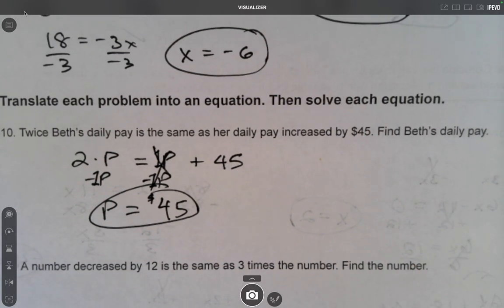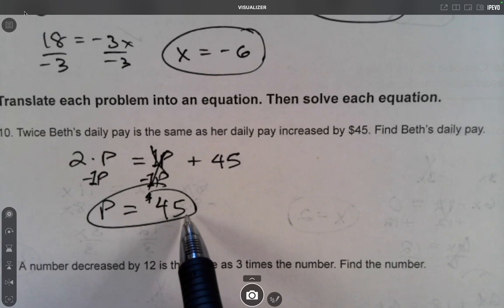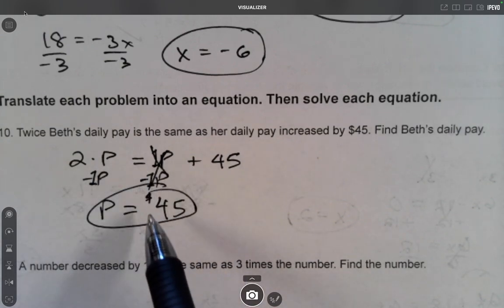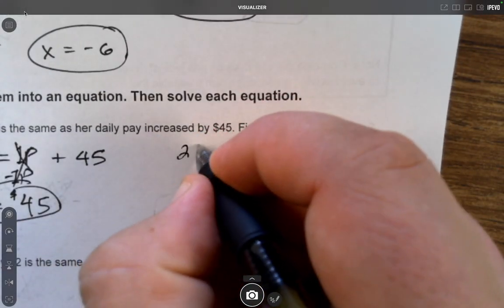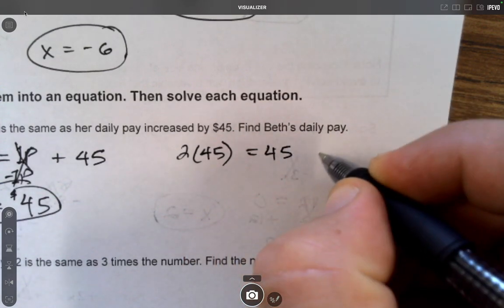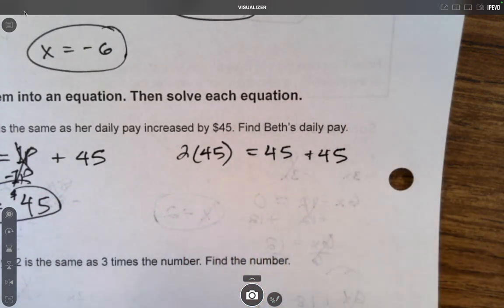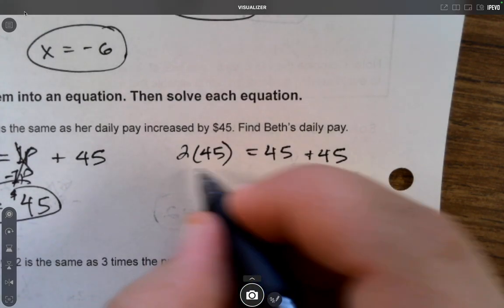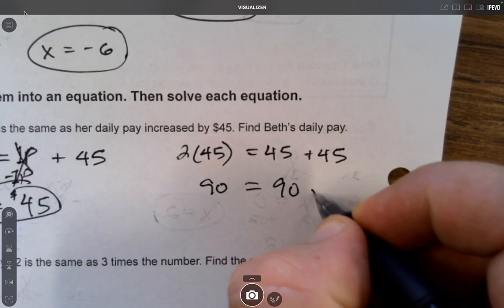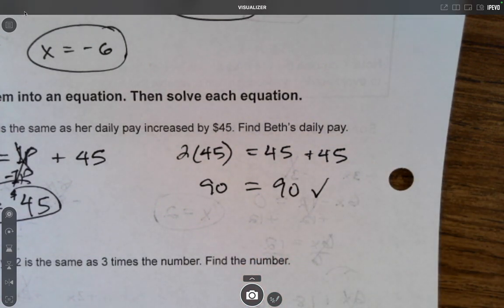So here I wanted to remind you again about checking your work if you're asked to do that or required to. We take our answer and we plug it back in the original equation. We replace all the p's we see with 45. So we do 2 times 45 equals 45 plus 45. So now we'll just simplify both sides and see if they equal. 2 times 45 is 90. 45 plus 45 is also 90. So it turns out we have a correct answer.